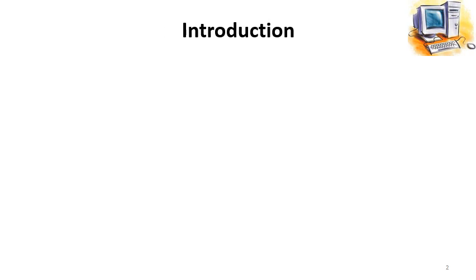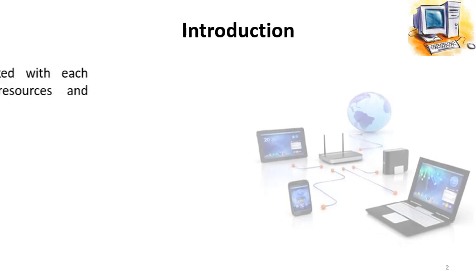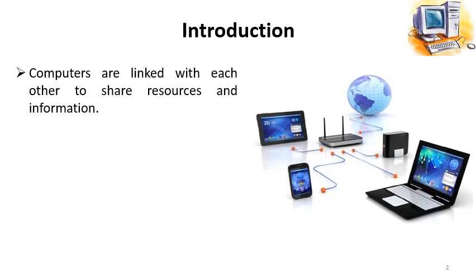First of all, the introduction. Computers are linked with each other to share resources and information. That is the basic purpose of a network, that the resources or the information we want to share with each other through a network. So this is the very first objective to achieve through networks.